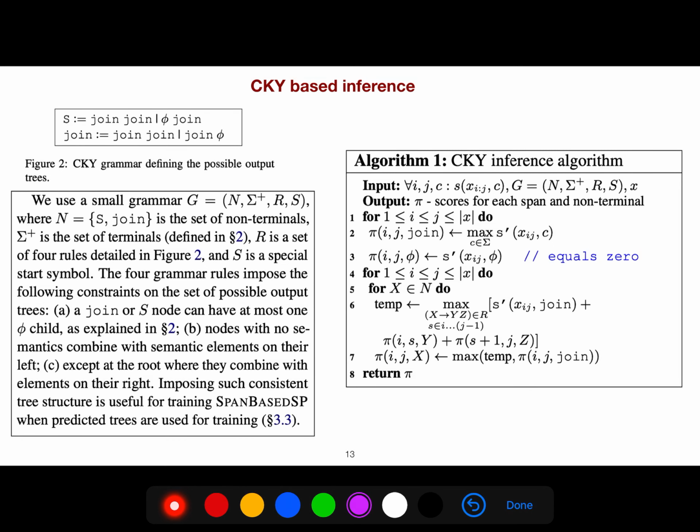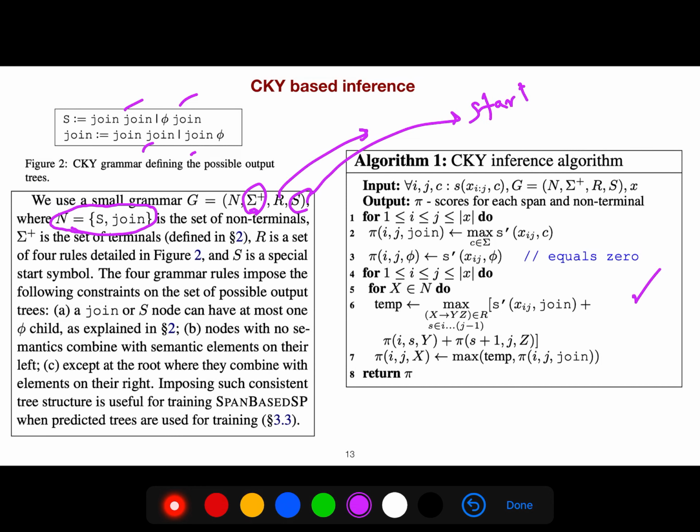And you know the CKY inference algorithm is so easy. It's dynamic programming. It goes back to 1945, maybe 1960. So it's very old because it's very easy. So our non-terminals are just S and join. And this is our set of terminals. R is a set of rules. We have 4 rules: 1, 2, 3, 4. S is just the start symbol.